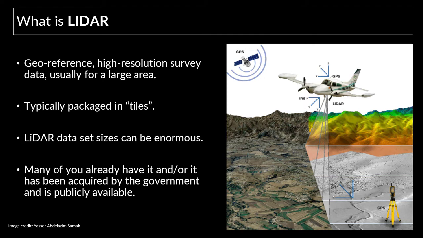LiDAR comes in tiles. Usually they're about 1 kilometer on a side, less than half a mile, and they're dense. There's a lot of data in a LiDAR tile. The data sets can be enormous, especially with high resolution data. We don't need particularly high resolution for cable analysis, at least not in modern terms. 1 point per square meter is just about all you need, and that's probably good enough to do roads as well.